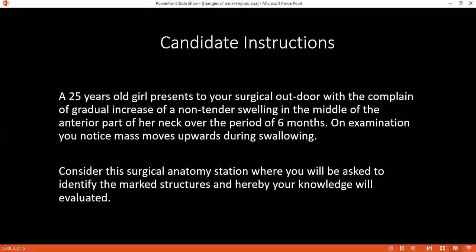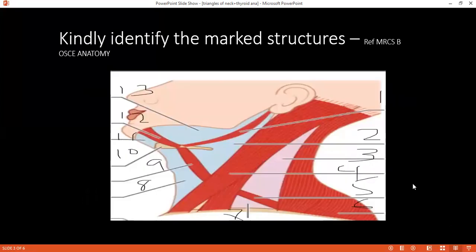Right, so if you have read and understood, considering its surgical anatomization, kindly tell me, what are you looking at? There are certain marked structures. Would you be able to identify from 1 to 13, please? One is the posterior belly of the digastric. Number 2 is the anterior belly of the digastric.